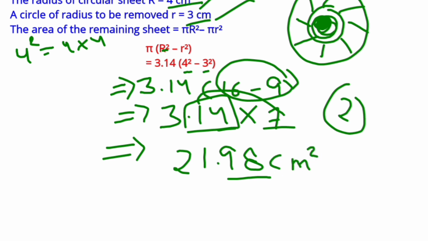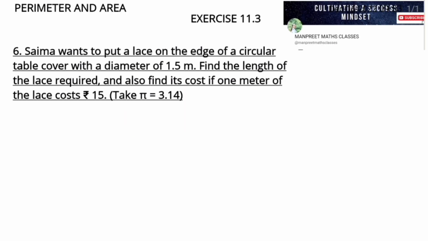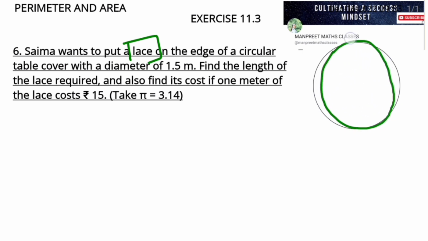This is clear. Let's move to our next question. Question number 6 says Saima wants to put a lace on the edge of a circular table. That is, she wants to cover the edge of the circular table. What will be its edge? That is the boundary she wants to cover by putting a lace. They have given us the diameter of the table, 1.5 meter. We need to find the length of the lace required, that is we'll calculate its circumference, then we'll move on to the rest of the question.